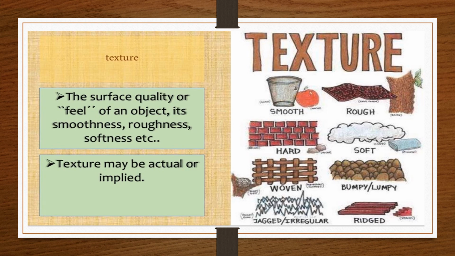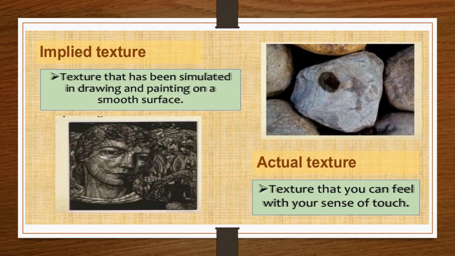Now comes the texture. Texture is the surface quality or the feel of an object, its smoothness, roughness or softness, etc. Texture may be actual or amplified. As you can see in the picture, some of the textures are actual and some are amplified. So students, as you know, texture is of two types. First is amplified and second is actual.